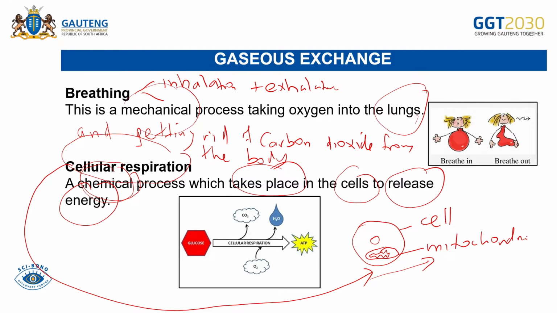Okay, and in this mitochondria, that's where the process of cellular respiration is going to occur. Where? In the mitochondria, which we call the powerhouse of the cell, right? And that power is what? It is the energy that's being released.